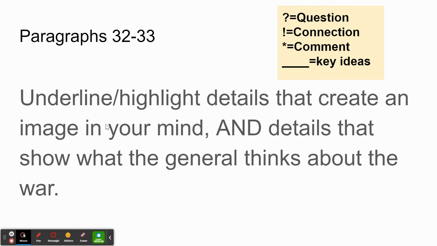Okay, go ahead and continue reading paragraphs 32 through 33. Underline or highlight details that create an image in your mind and details that show what the general thinks about the war. So these paragraphs are the general speaking, and he's describing what he is imagining will happen in the war, in this battle.